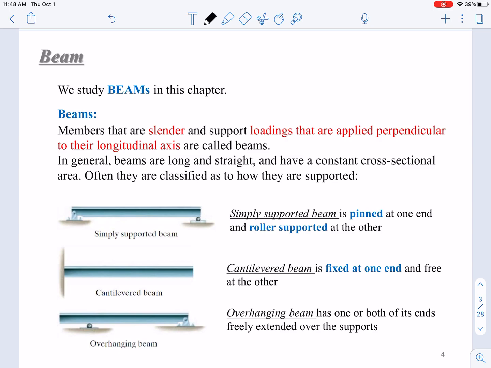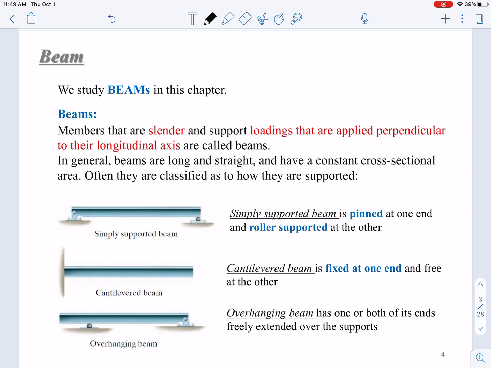So in general, beams are long and straight and have constant cross-sectional areas. Often they're classified as to how they are supported. Here I showed three different types of beams. The first one is called a simply supported beam. This one is pinned at one end and roller supported at the other end.